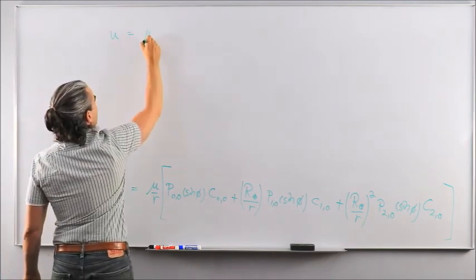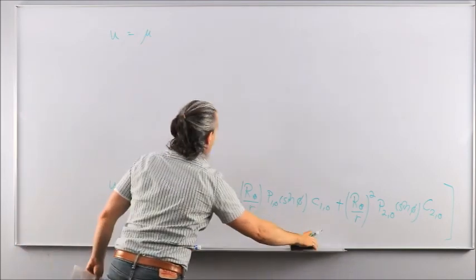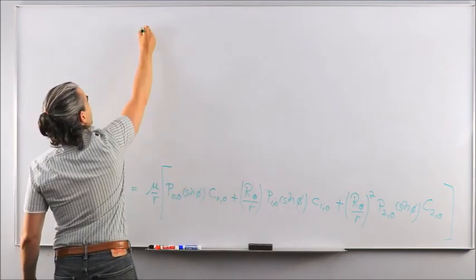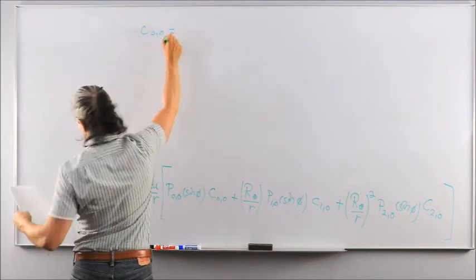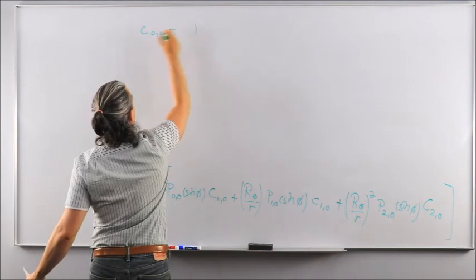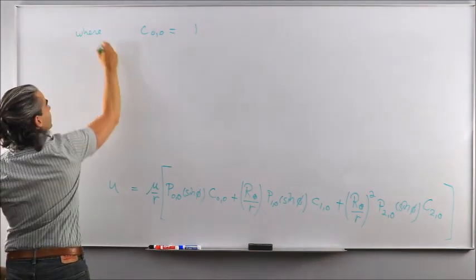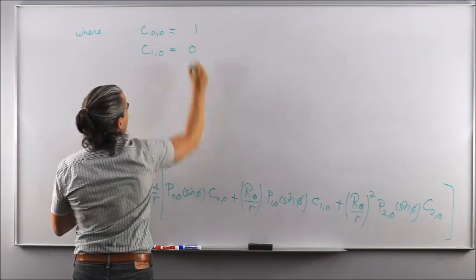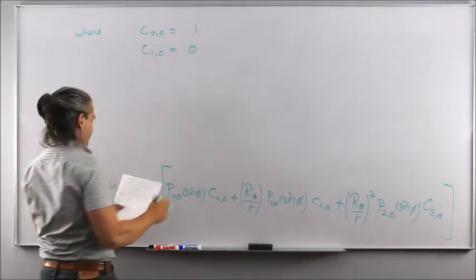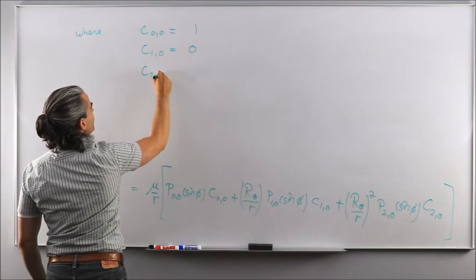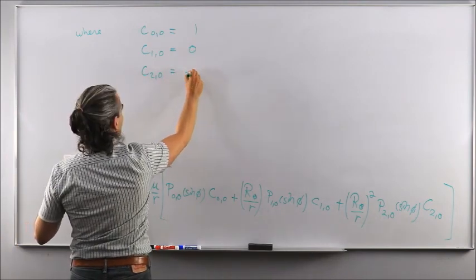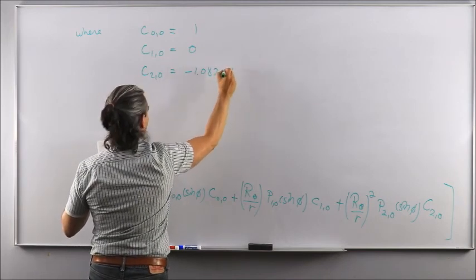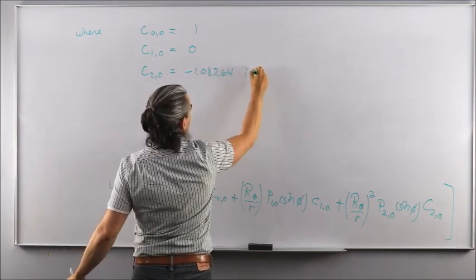So let me give you what the geopotential coefficients are. C0,0 is actually equal to 1. Yeah, we like it. It's easy. C1,0 turns out to be equal to 0, which is great. And then C2,0 is equal to minus 1.08264 times 10 to the negative 3.